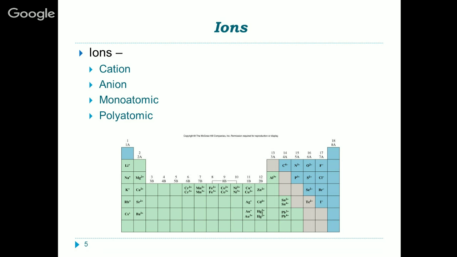So once more, cations, positively charged, almost always metals. Anions, negatively charged, non-metals. How did I become a cation? I lost an electron. How did I become an anion? I gained an electron.